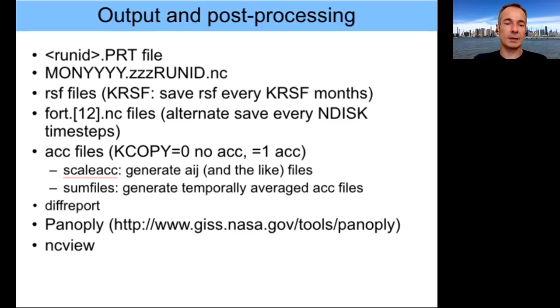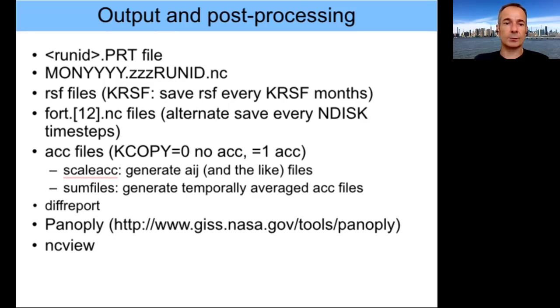So if you say KRSF equals 12, then it will be saving every January 1st. If you say KRSF equals 1, it will be saving every month. If you say 120, it will be saving every 10 years, given the calendar that every planet has.